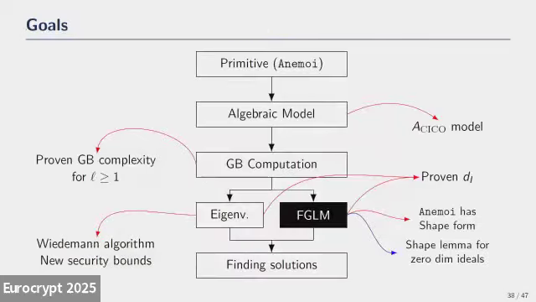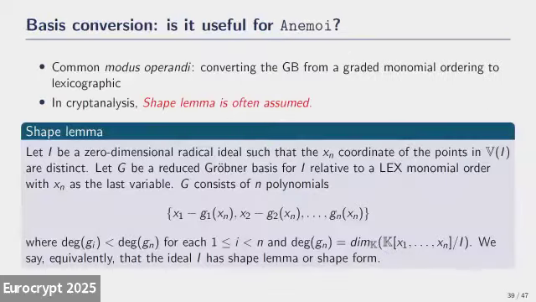OK, and now the FGLM. Does it make sense to apply FGLM to this primitive? This is a good point, because usually what we do is that we apply FGLM. Why? Because we go to the shape form. And the shape form has this nice structure where we have one univariate polynomial, and then we can easily recover all the other solutions. Yeah, that's true. This is what has been done, usually is assumed. Often in the cryptanalysis, this shape lemma is assumed.